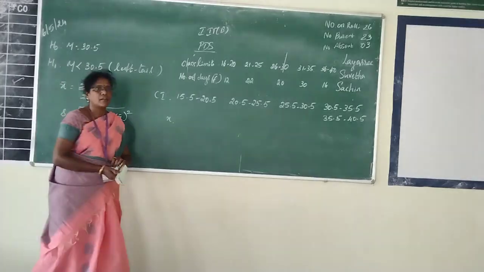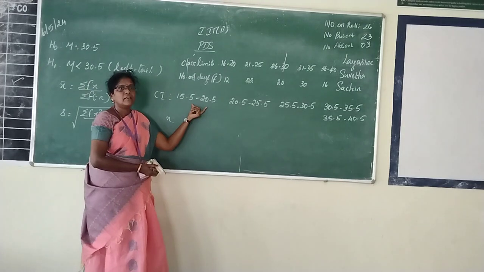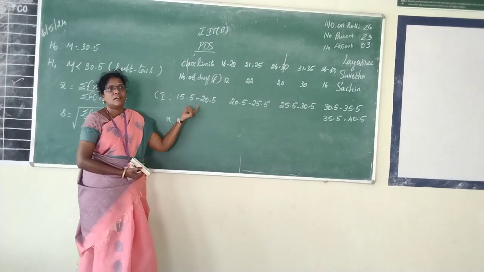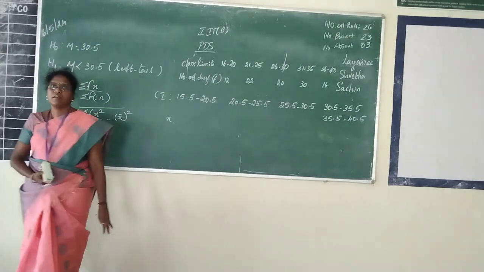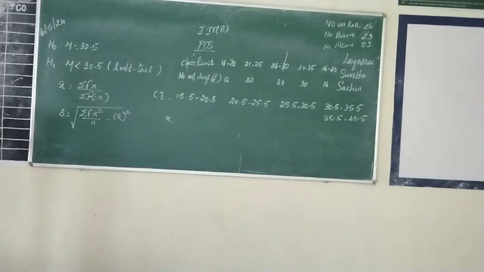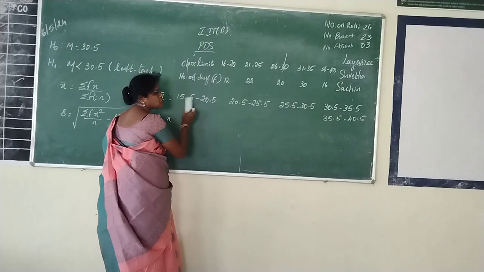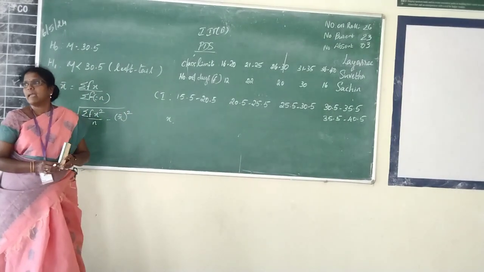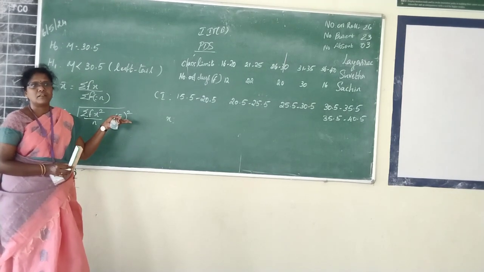Others? Mid value: add them and divide by 2. 15.5 plus 20.5 divided by 2. That is 18. Are you getting this 18? Just add them and divide by 2. What is the midpoint? 18. Is everyone getting the same answer?